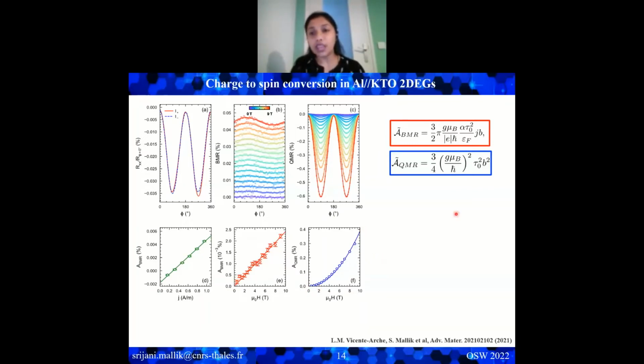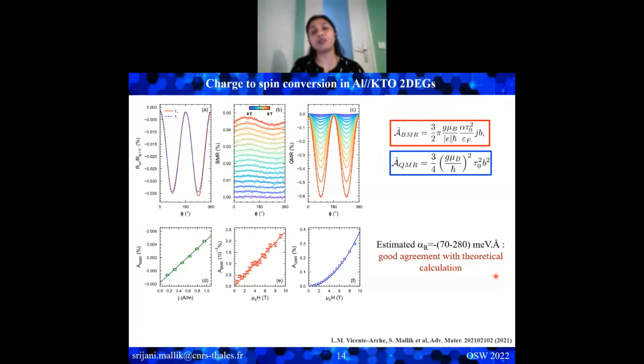Now here I would like to bring your attention to the fact that the coefficient of BMR carries information about the Rashba coefficient. So if we take the ratio between the BMR and QMR, then we can actually calculate the Rashba coefficient, and this is what we did, and we found the estimated Rashba coefficient is between 70 to 280 milli-electron volt angstrom. So this is really in good agreement with the theoretical calculation by fitting the ARPES measurement. So this is very nice. So this means in our sample we have a really high Rashba coefficient.